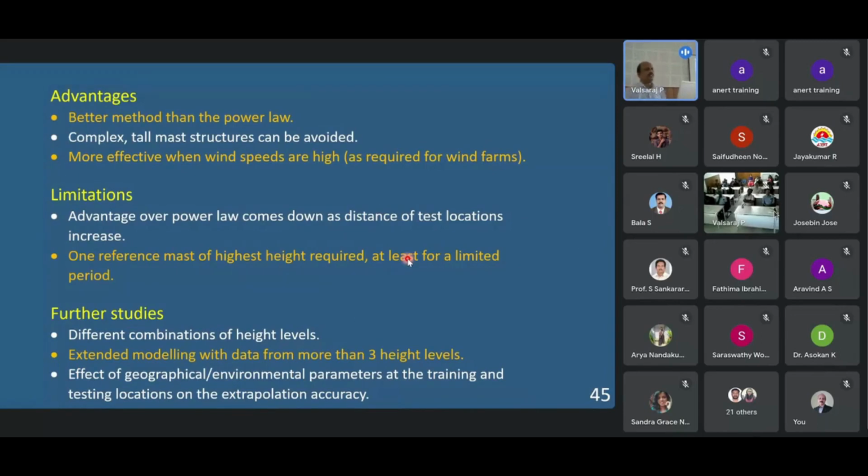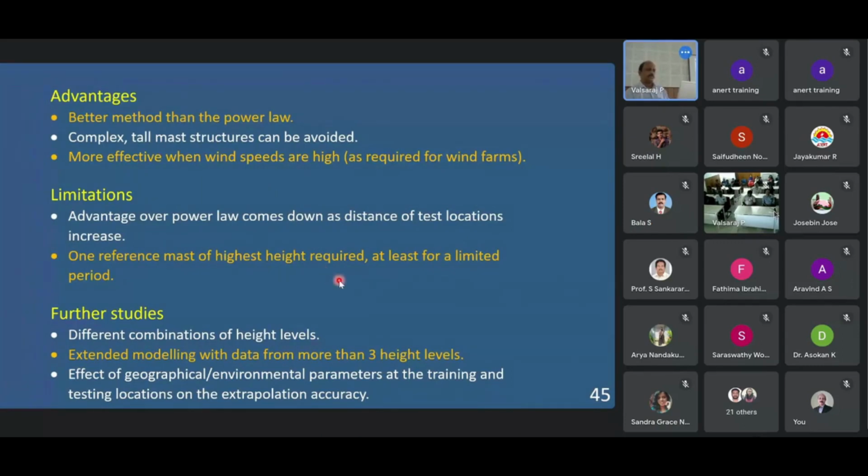Now the advantages of this method: it's a better method than the power law. Within around 35 to 50 kilometers, you can definitely use this one. Far apart, we can use maybe some other reference wind mast for deriving another symbolic function. Then complex tall mast structures can be avoided. That is a very big advantage for the wind industry. And as I showed you, it is more effective when wind speeds are high. It's a required condition for wind farms at higher wind speed. There it is well suited.